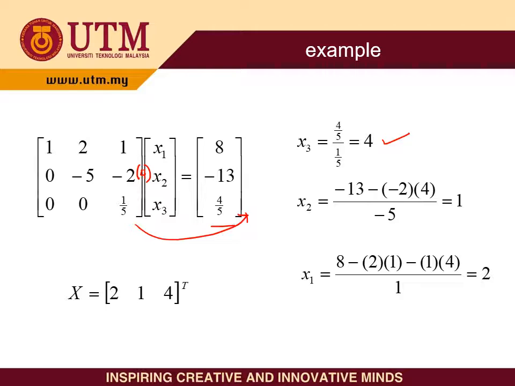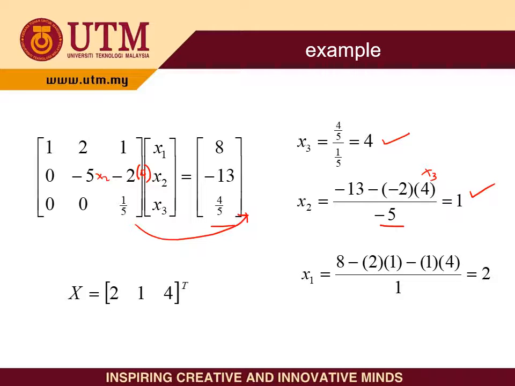x2 is -13, and then we need to move the x3 over here. This is the -2 x3, and we divide by, this is x2, right? This is x2 here, we divide it by negative 5. So we get your answer x2 equals to 1.